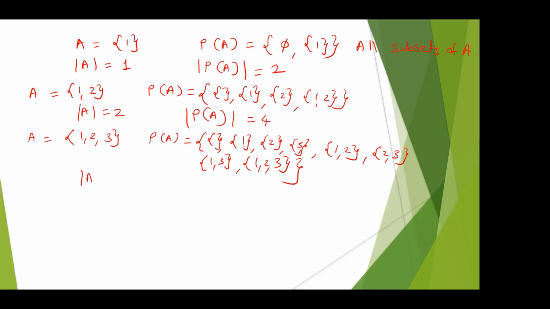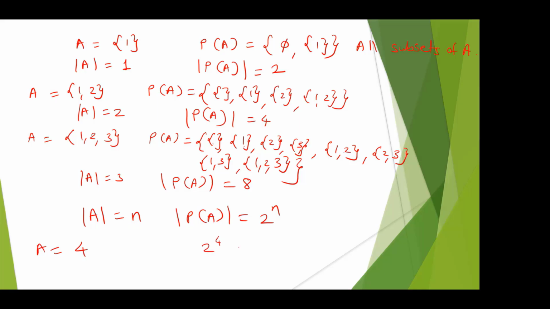So here, if A has 3 elements, the power set has 8 elements. So what is the correlation? If I say the cardinality of A is equal to n, what will be the cardinality of the power set of A? 2 raised to n. Those will be the different combinations. So if I have 4 elements in the set, I will have 16 possible subsets of that set.